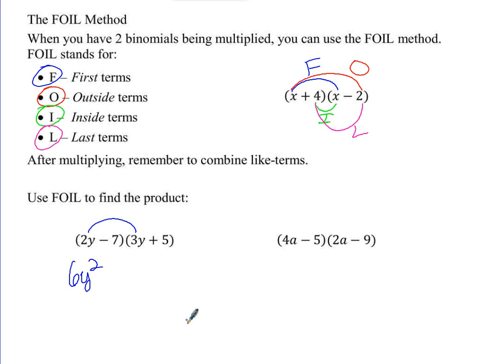What's O? The outer terms. That's this guy and this guy. So I'm just distributing that 2y into that one as well. And what do I get? So plus 10y.